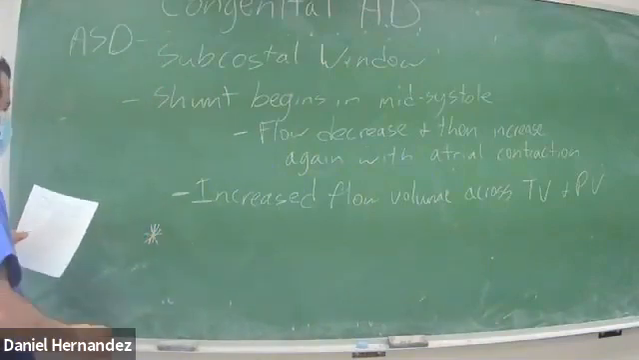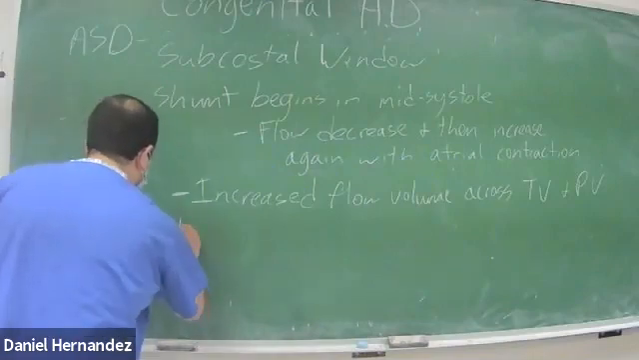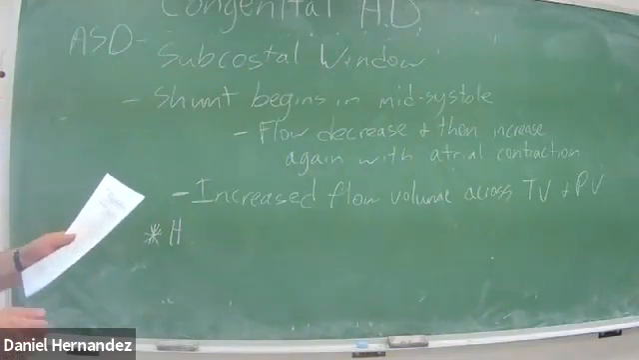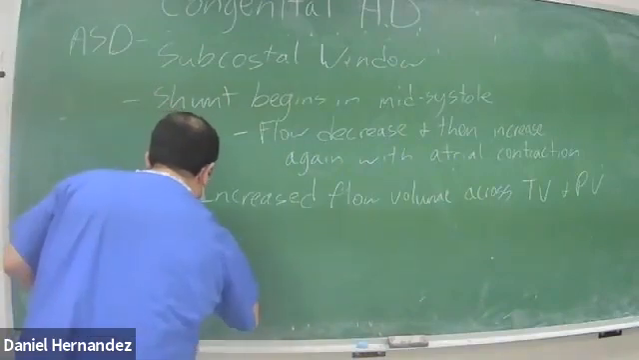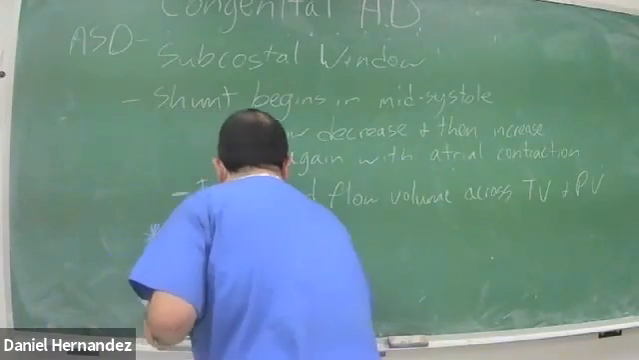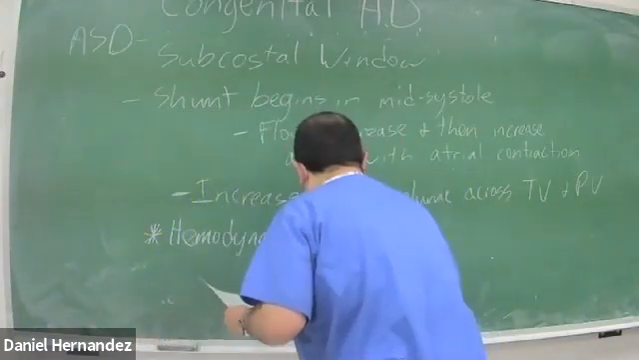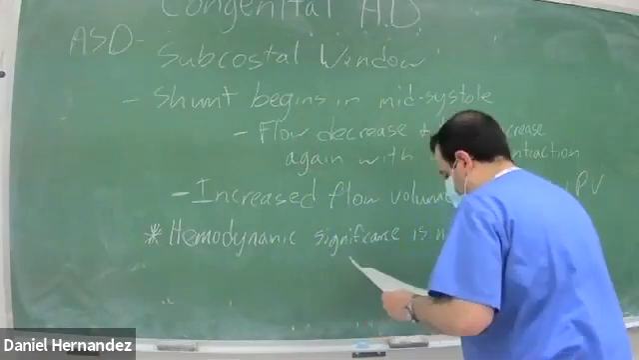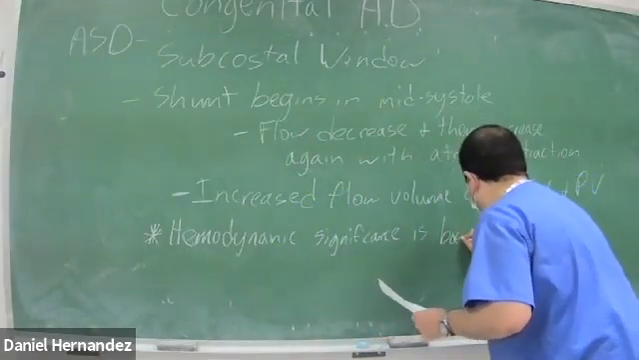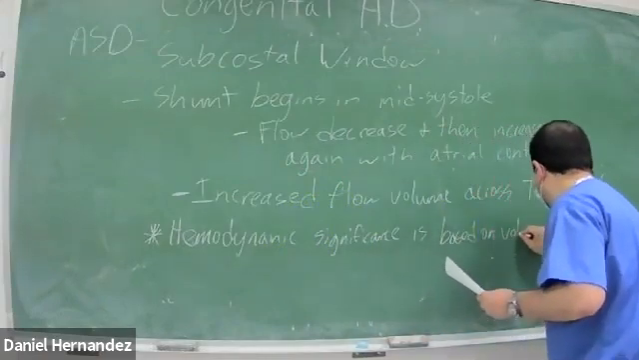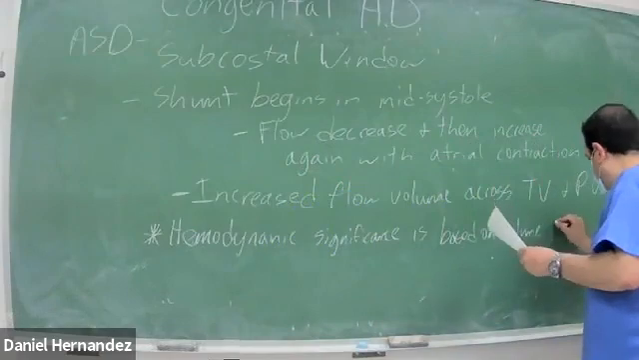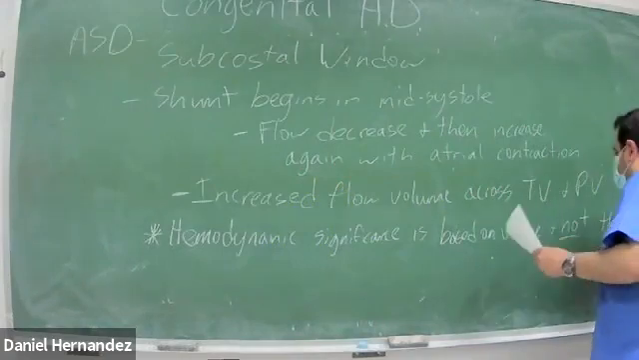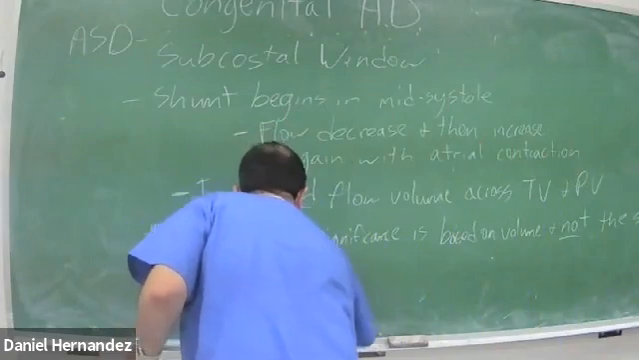I'm going to highlight this because this could potentially be a registry question. We're talking about ASDs: hemodynamic significance is based on volume and not the size of the defect.